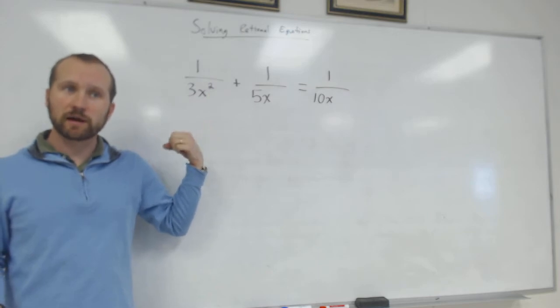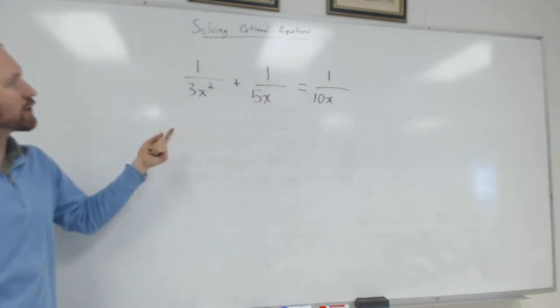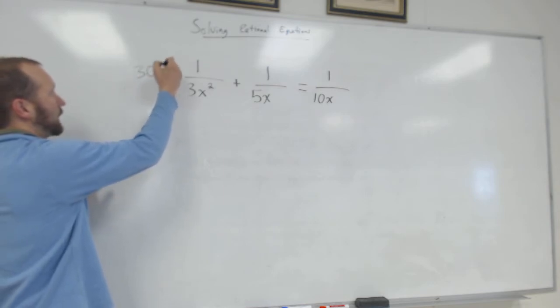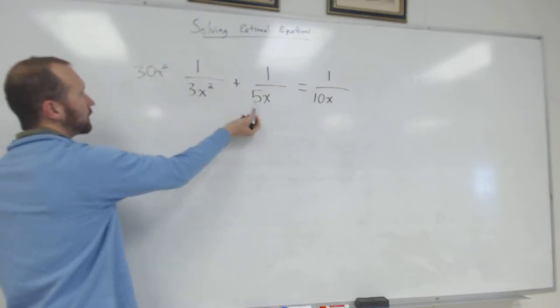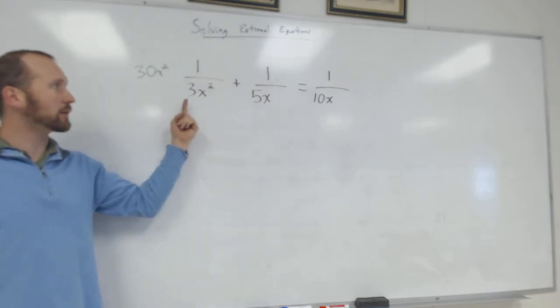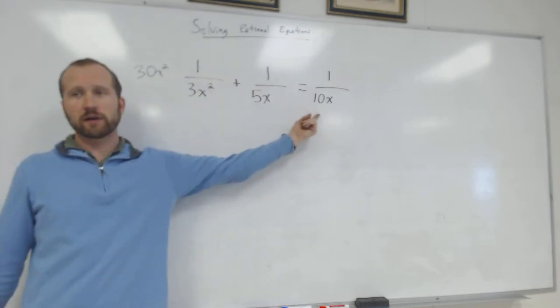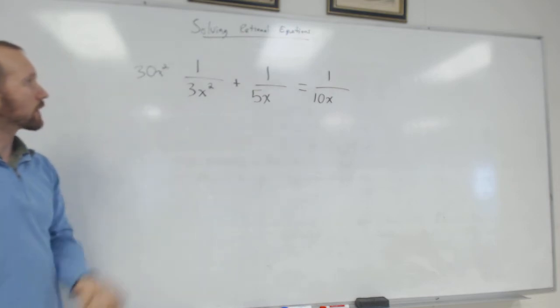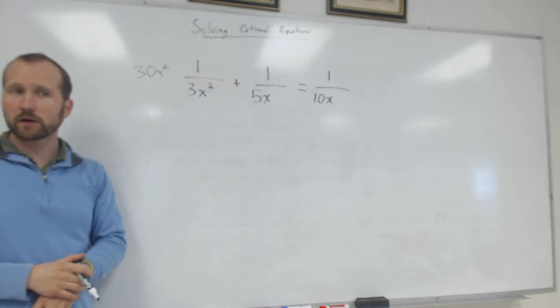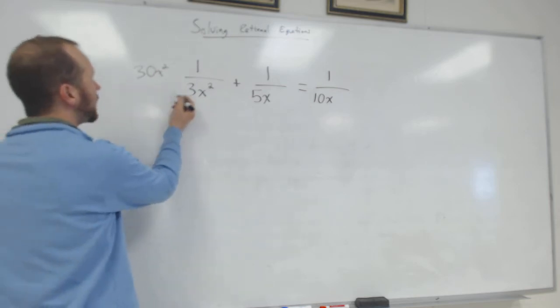So 30, right? It would have to be 30 because 30 is the smallest number that cancels 3, 5, and 10. It's the smallest common multiple, right? The least common multiple between 3, 5, and 10. So 30x squared would be our multiplier here, right? And I'd multiply everything times that.